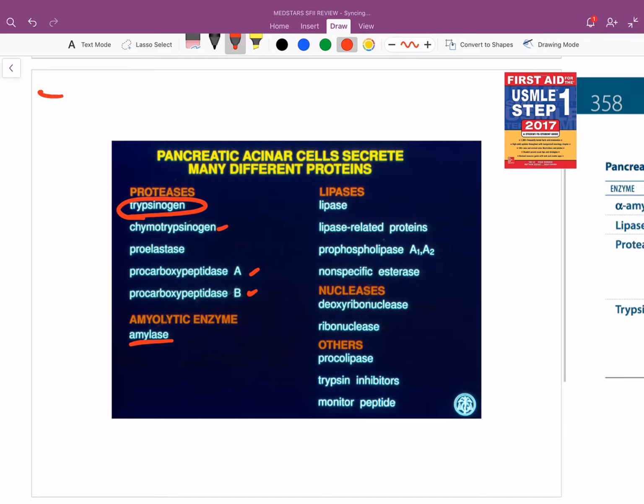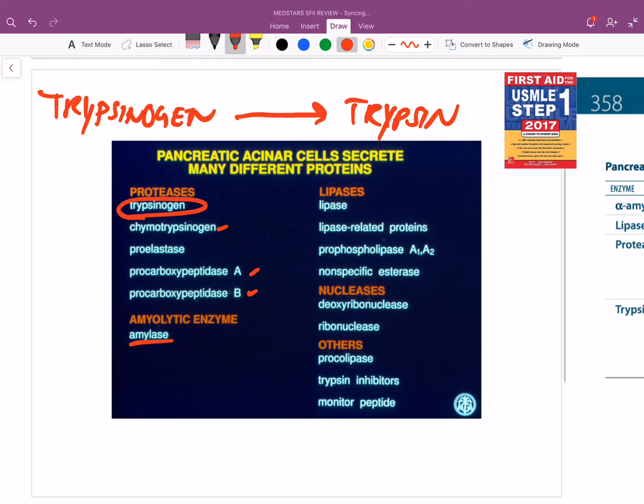So what I'm trying to say here is that if we take this trypsinogen and activate it, it becomes trypsin enzyme, right? And this trypsin enzyme goes around cleaving proteins and stuff like that. Now, what you want to know is what activates trypsinogen, what cleaves it so it can become its active form. And the thing that does that is called enterokinase.